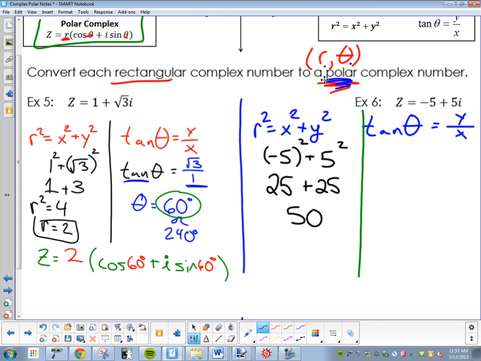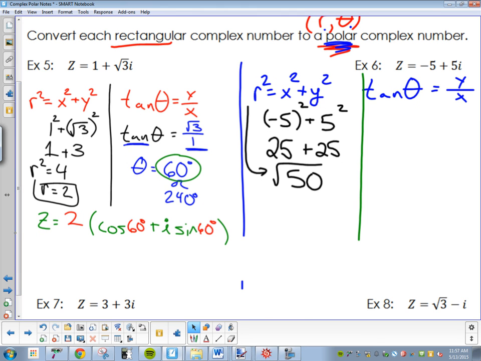Is 50 my radius? What do I need to do to it? I need to square root it, because that's what r squared was. R squared was 50, so I square rooted to get square root of 50. I'm going to break it down. So Jalen, what multiplies together to get me 50? 25 and 2, that'll work, sure. What multiplies together to get 25? 5 and 5. So we're set up there.